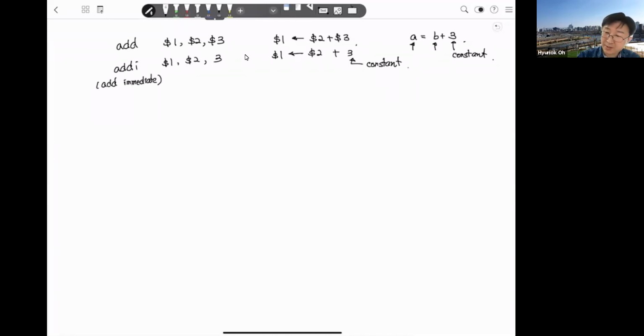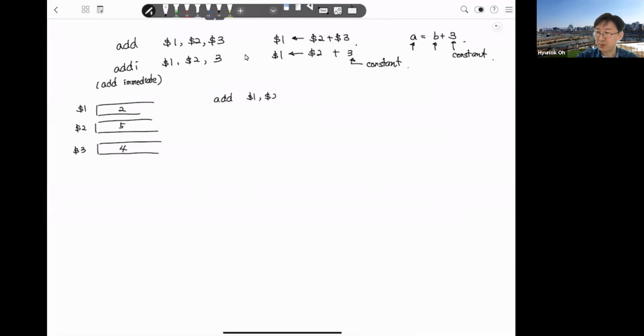Okay. So for instance, $1 is 2, $2 is 5, $3 is 4. So if you're running add $1, $2, $3, after running, then what's $1's value? You can write it down into the chat window. Yeah, it will be 9.